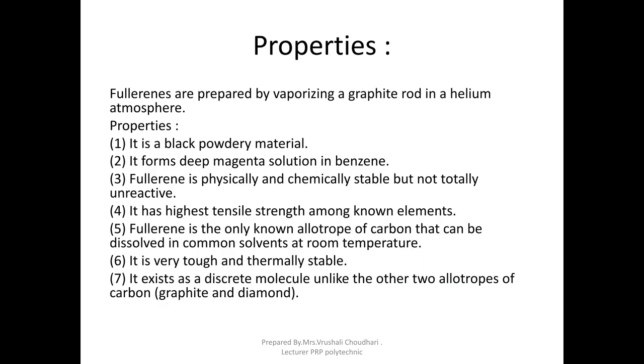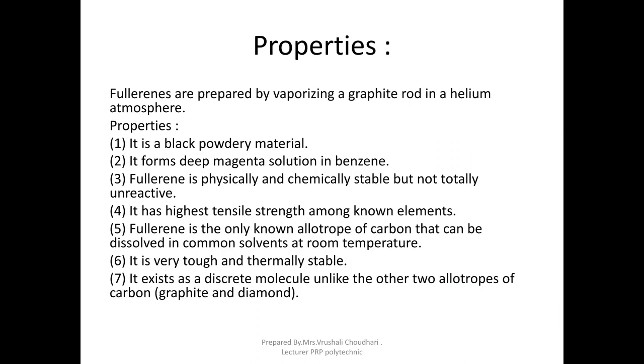It is prepared by vaporizing a graphite rod in a helium atmosphere. It is a blackish powdery material. It forms a deep magenta solution in benzene. When we suspend fullerene in benzene, it shows a magenta color. Otherwise, it is a black colored powder. It is physically and chemically stable, but not totally unreactive. It has a high tensile strength.